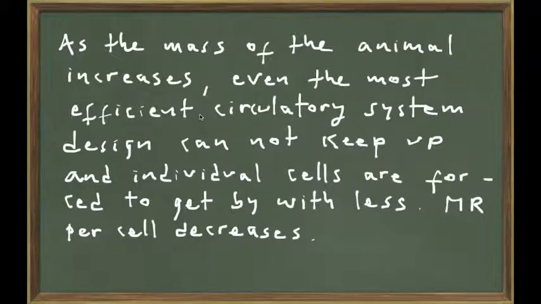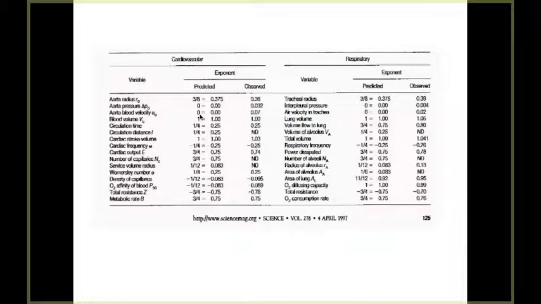Now, even when nature does it the most efficient way, as the mass of the animal increases, even the most efficient circulatory system design cannot keep up with the demands of the individual cells that are forming the organism. There's just too many of them, right? So what you end up having is that the metabolism of the cells has to slow down, because the circulatory system, not even the most efficient one, can keep up. It cannot deliver energy at the rate that these cells would require, right? So the metabolism has to go down.